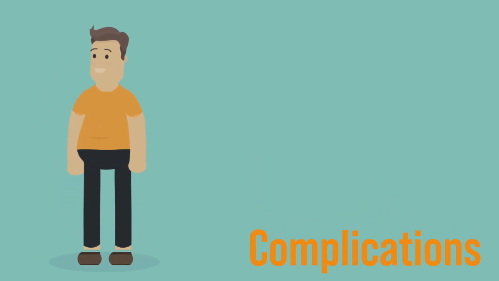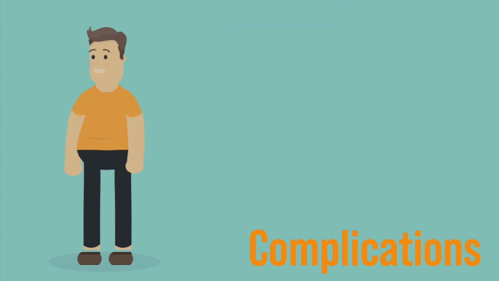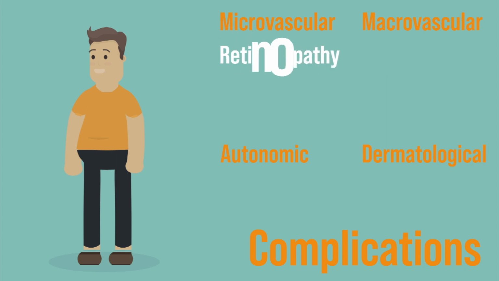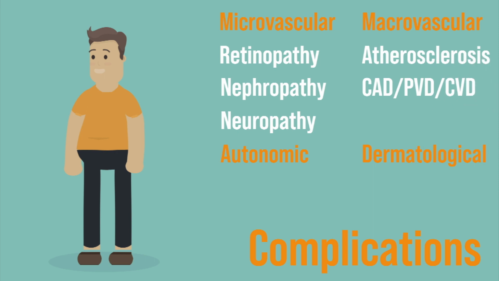So let's run through these complications that diabetics suffer from. We can divide these complications as acute and chronic. We briefly touched on the acute complications such as DKA, HHS. Chronic complications can be divided further into 4 categories of its own: microvascular, macrovascular, autonomic neuropathy, and dermatological. Microvascular complications include retinopathy, nephropathy, neuropathy. Neuropathy presents as a glove and stocking distribution, reducing the sensation within your hands and feet.